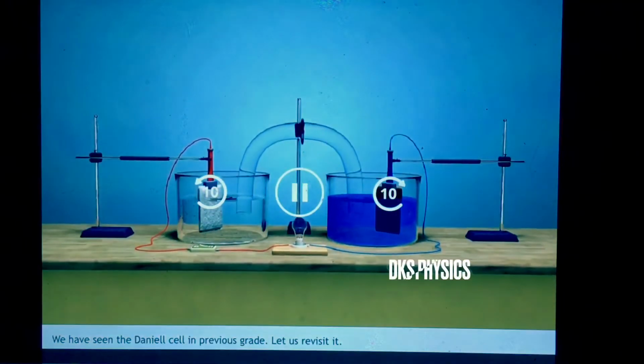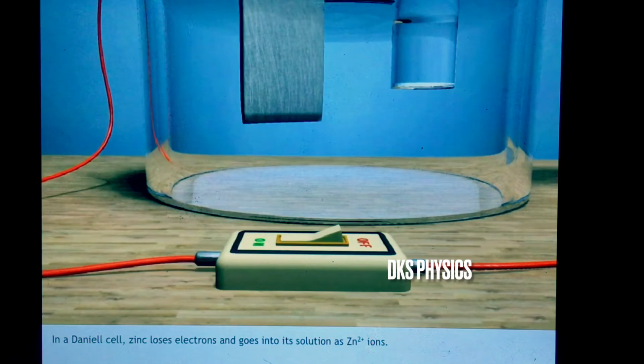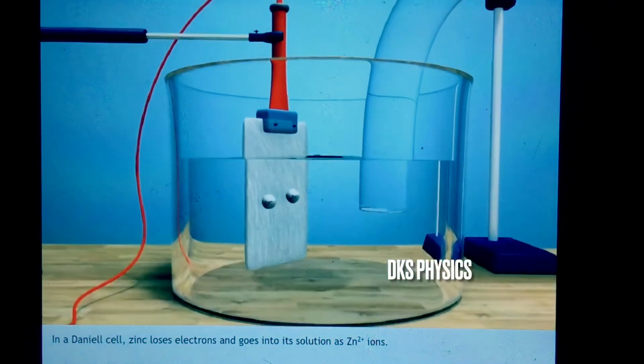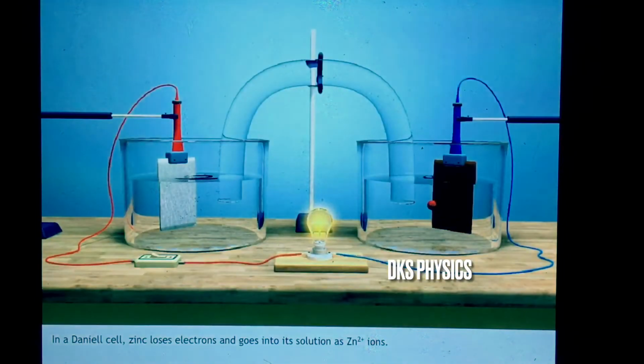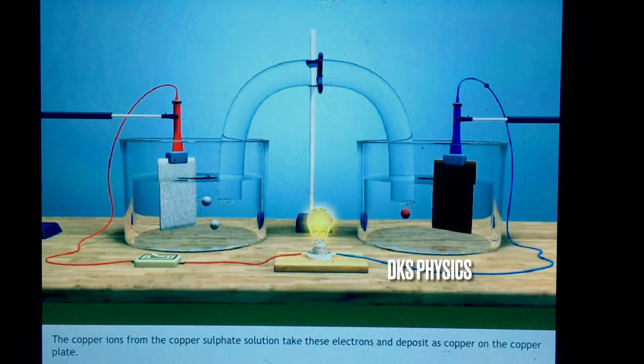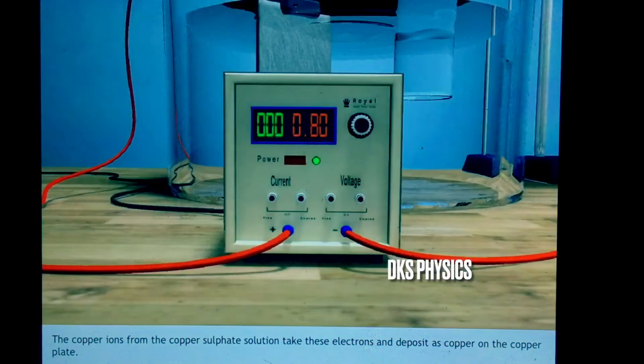We have seen the Daniell cell in previous grades. Let us revisit it. In a Daniell cell, zinc loses electrons and goes into its solution as Zn2+ ions. While at the other electrode, the copper ions from the copper sulfate solution take these electrons and deposit as copper metal on the copper plate.